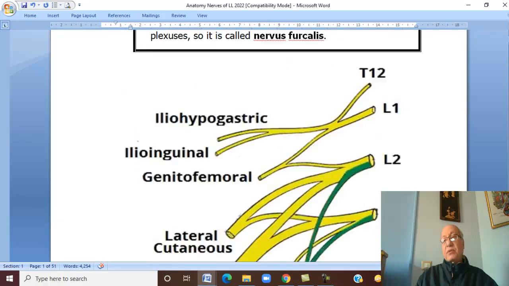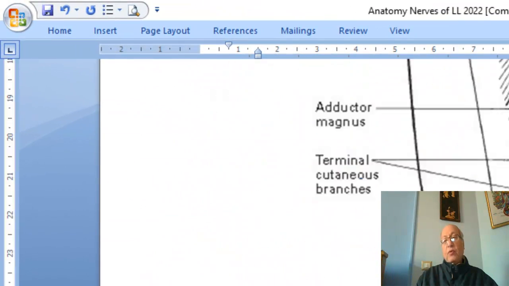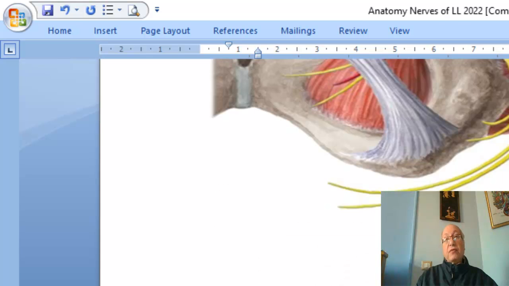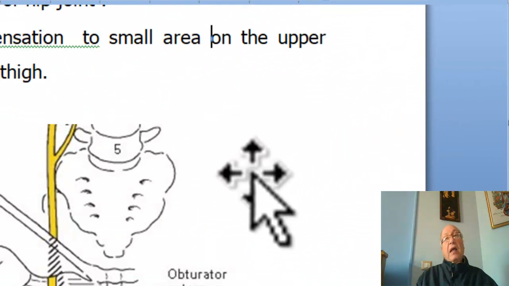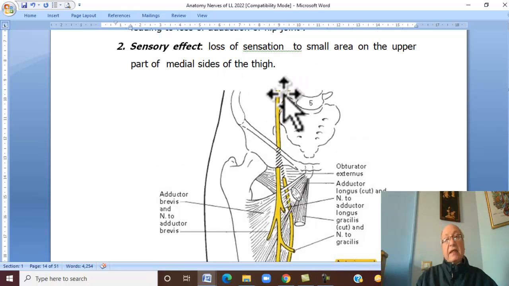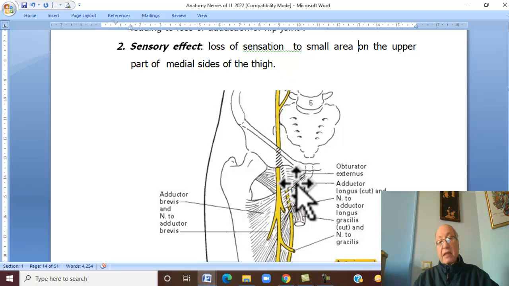Let us take our subject today, which is the obturator nerve. The obturator nerve begins as a branch from the lumbar plexus, from the ventral divisions of L2, 3, and 4 lumbar nerves. It ends in the medial compartment of the thigh by dividing into anterior and posterior divisions. And you should remember that the obturator nerve is the nerve of the medial group of the thigh.